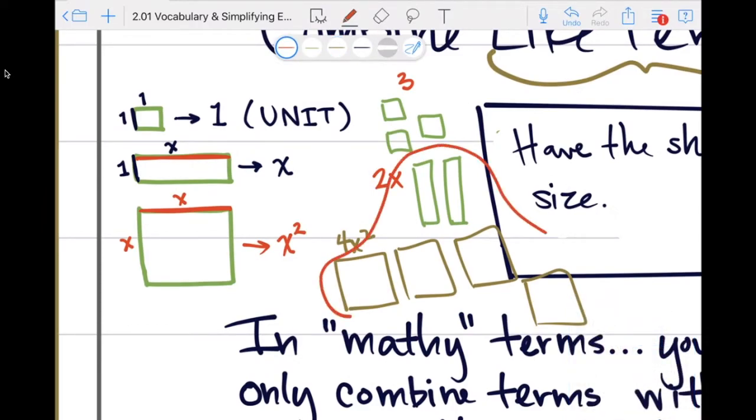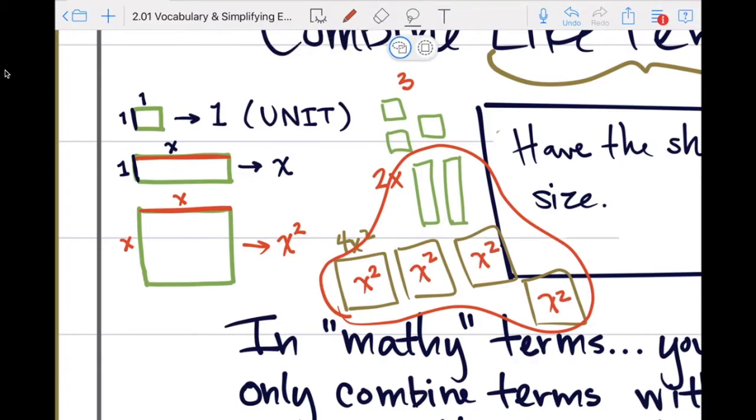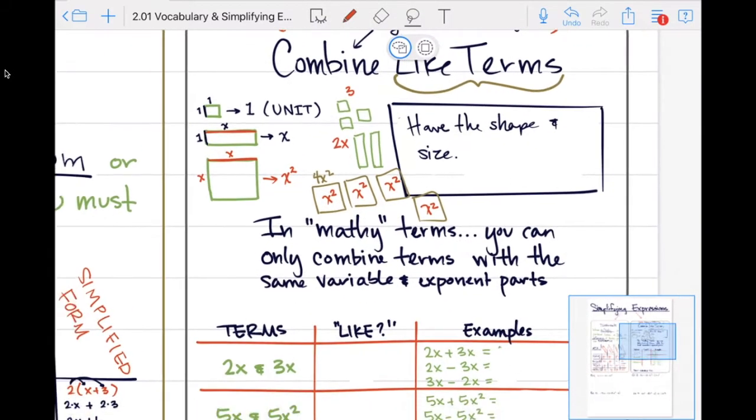And if you keep this model in your head, and I ask you if it would make sense if I combined all of these together, would it make sense to say that we have 6 x's? Hopefully it doesn't, because you know that this is an x squared. So the only thing we can say is that we have 4x squared right here, and then 2x right here, and 3 units right there. And we can't combine those different shapes and sizes. They have to stay separate. So like terms have the same shape and the same size.